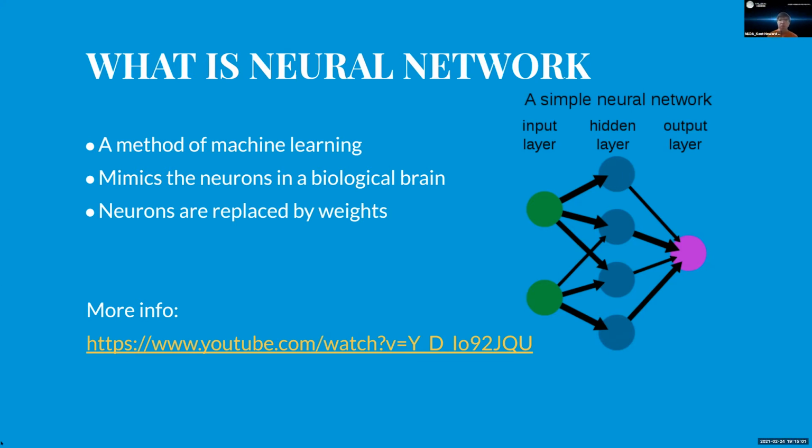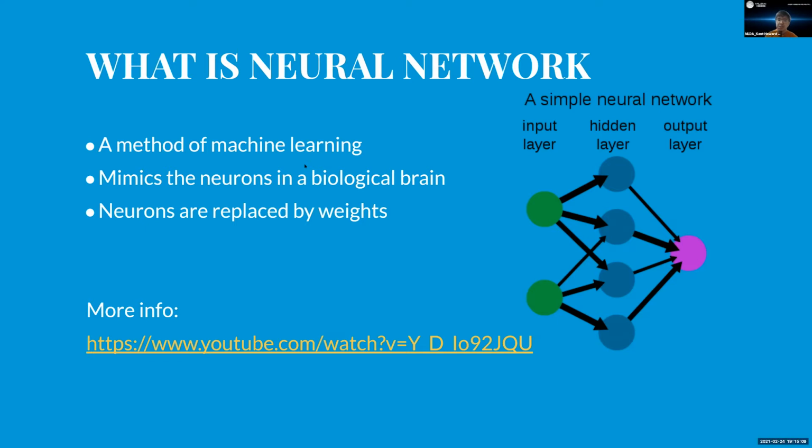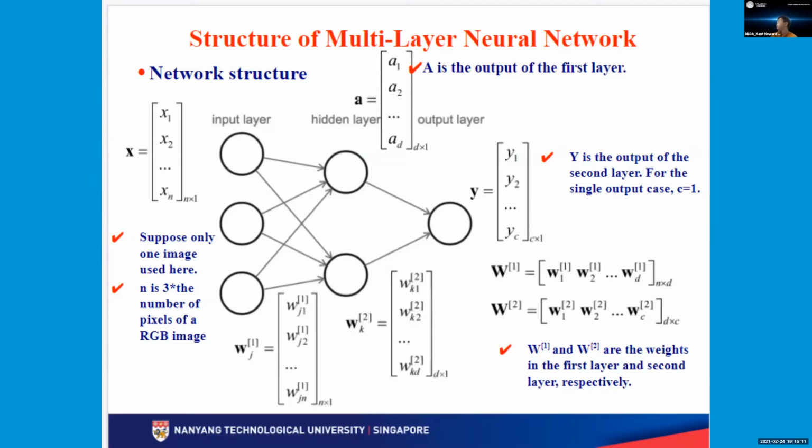I will not go through the direct mathematics of this. I will just show you one slide from our introduction to neural network workshop, which will explain how neural networks work. In general, you can see here we have a multi-layer neural network. The first layer is an input layer, and this specific input layer is for an RGB image.